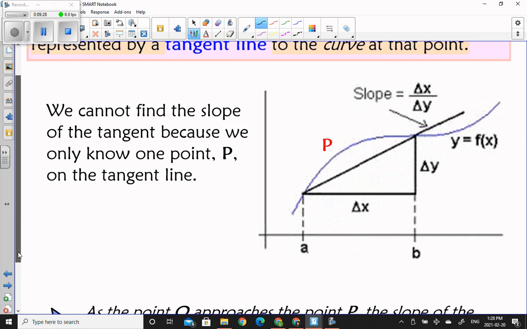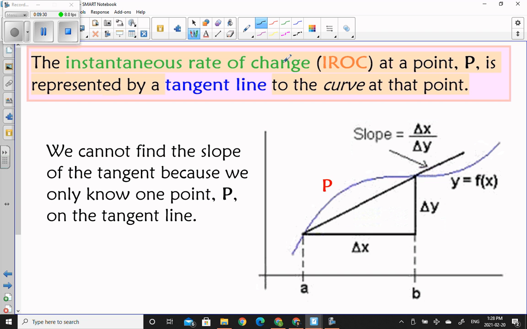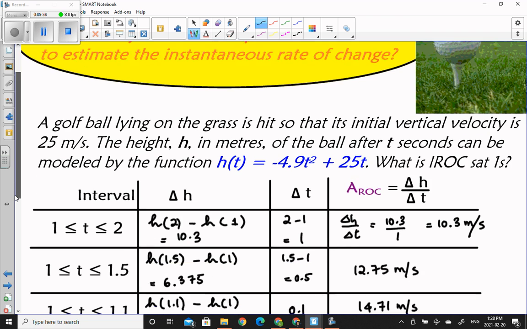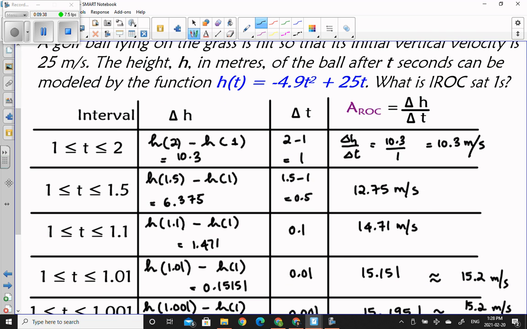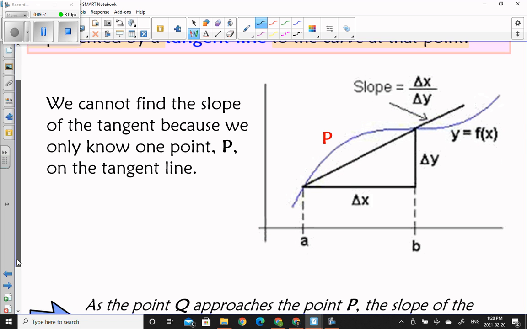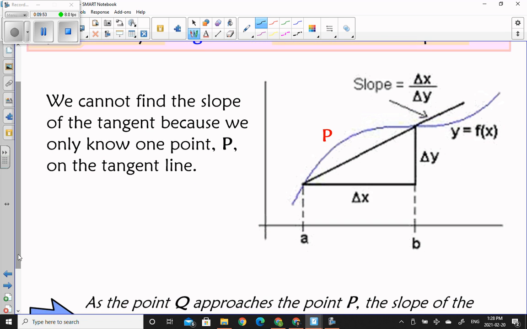So we cannot find the exact value of IROC at a point, so therefore we're going to use the method I just showed you here, where we find the slopes, or the average rates of change, of secant lines that are very close to the value that we want. And then we shorten the distance so that we get closer and closer to the actual value of the instantaneous rate of change.